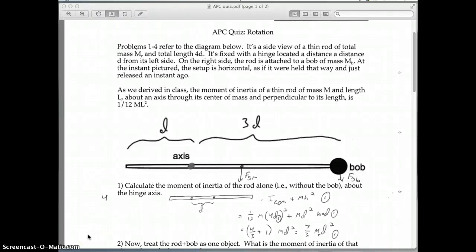Happy snow day, everyone. I thought that I would go over this quiz on rotational motion via screencast so that everybody could see how these problems are done before the test tomorrow on Wednesday.